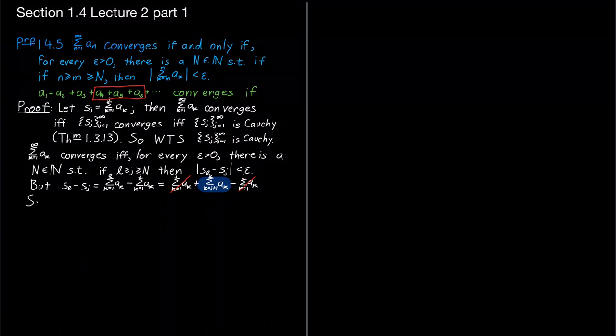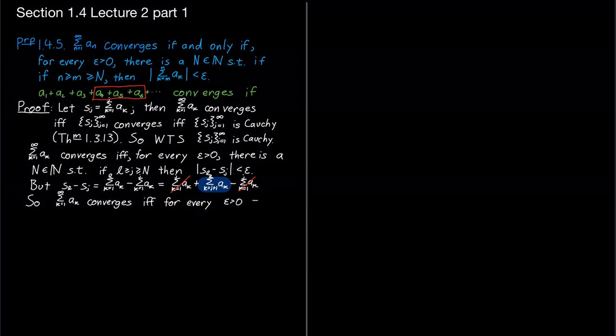So put it another way, the sum from k equals 1 to infinity of a_k converges if and only if for every epsilon there is a natural number N such that if L is bigger than J, bigger than or equal to N, then this difference, the sum from k equals J plus 1 up to L of a_k, is less than epsilon.